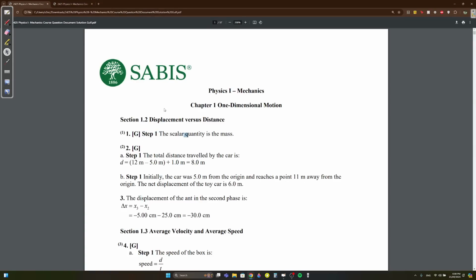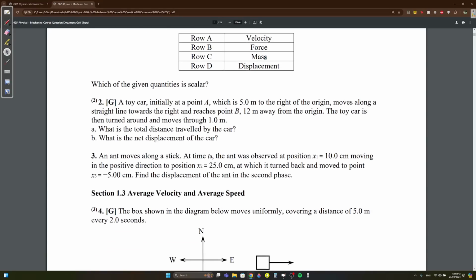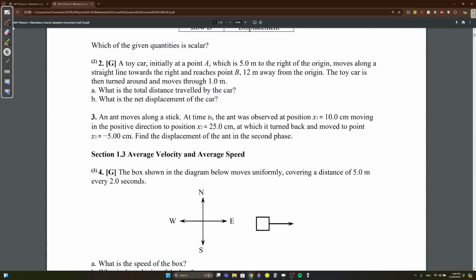Step 1. A toy car initially at point A, which is 5 to the right of the origin, moves along a straight line towards the right and reaches point B, which is 12 from the origin. The toy car then turned around and moved through 1 meter. What's the total distance? Okay, so we started at 5, we moved to 12, so that's 7 meters. Then we turned around and we moved 1 meter, so that's 8 meters. Alright, so the total distance is 8 meters.